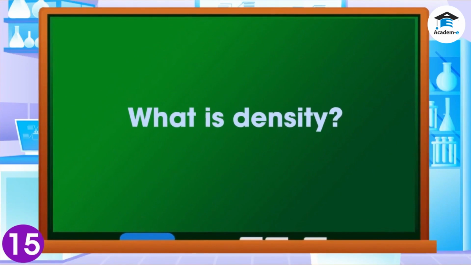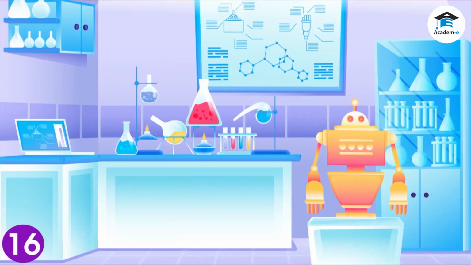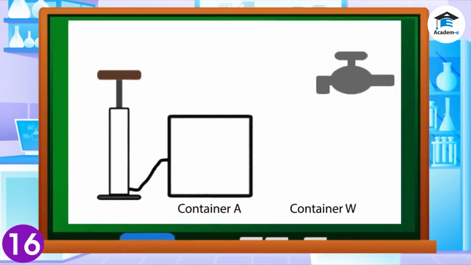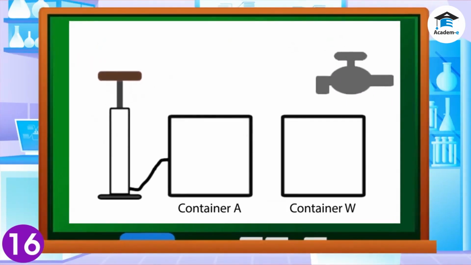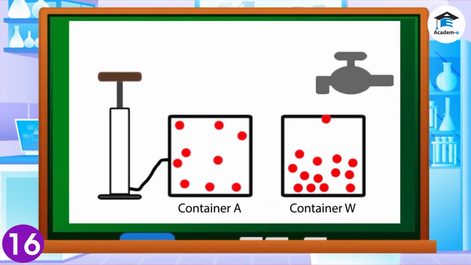What is density? Let us take a look at two similar containers. Container A is being filled with air, while container W is being filled with water. Container A is quickly filled with air, while container W takes a while to fill up. This is because air quickly expands to fill its container. But also notice that container A has fewer particles than container W for the same space.